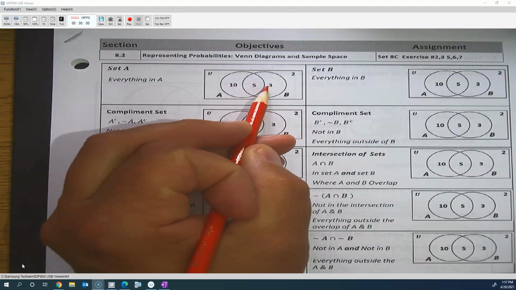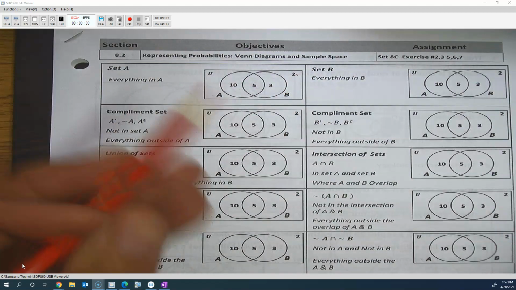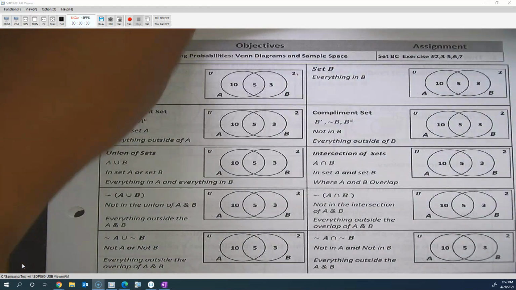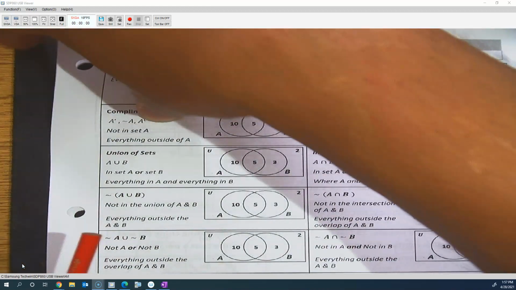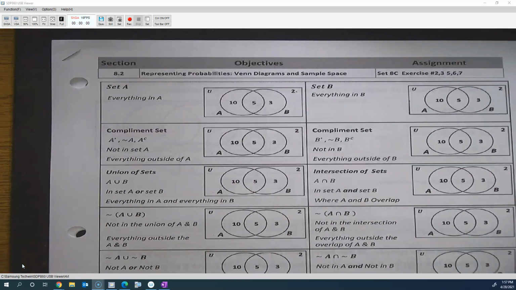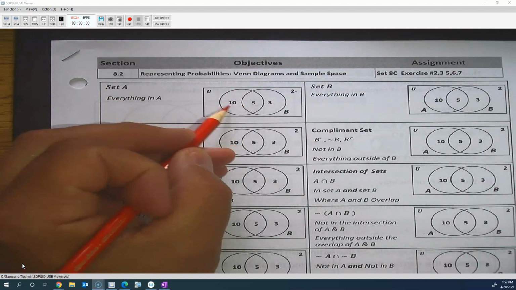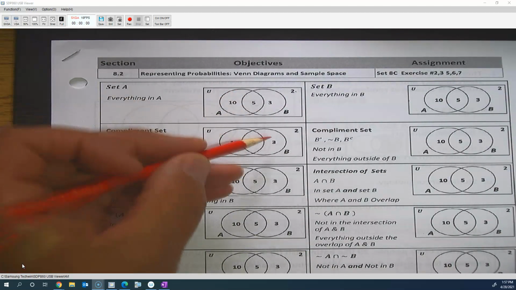10, 5, 15, 18, 20. All right. So when we're shading these things to identify the areas that belong to the values, this has got 10 things in it, all right?